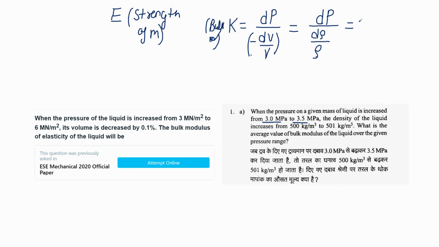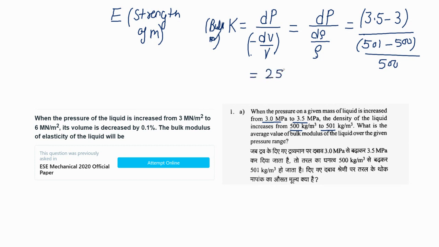So what is the change in pressure? It is 3.5 minus 3. Now what is change in density? Density is increased from 500 to 501. The change in density is 501 minus 500. And what is initial density? Initial density is 500. So we solve this and we get bulk modulus is 250 into 10 raised to the power 6. Now what is the unit of this bulk modulus?